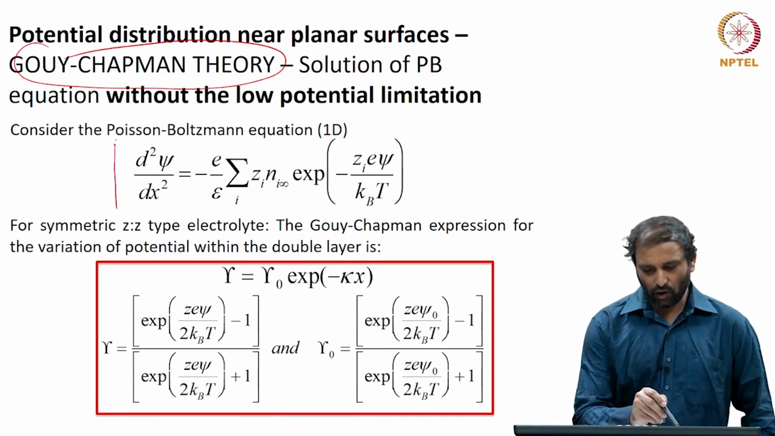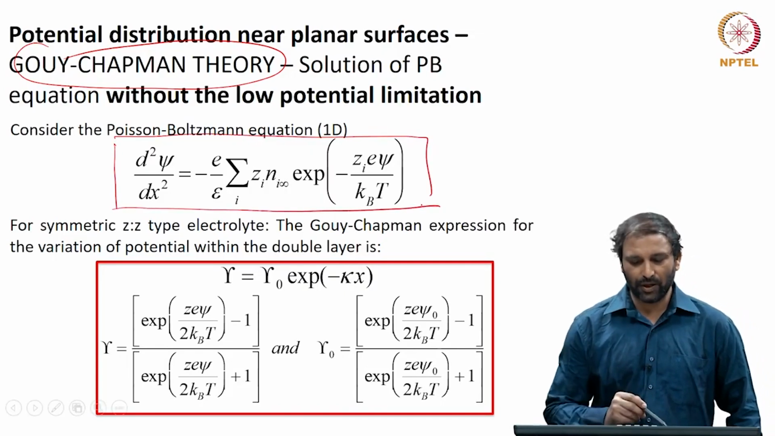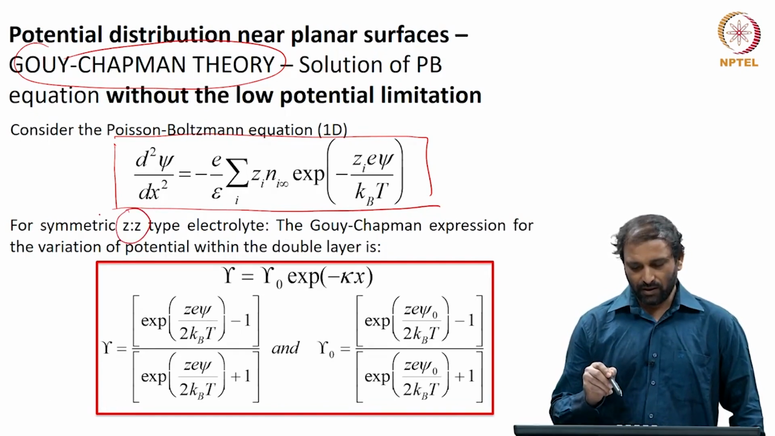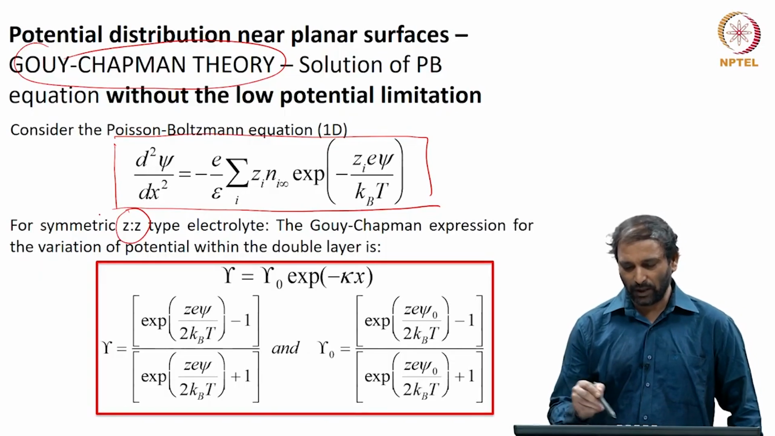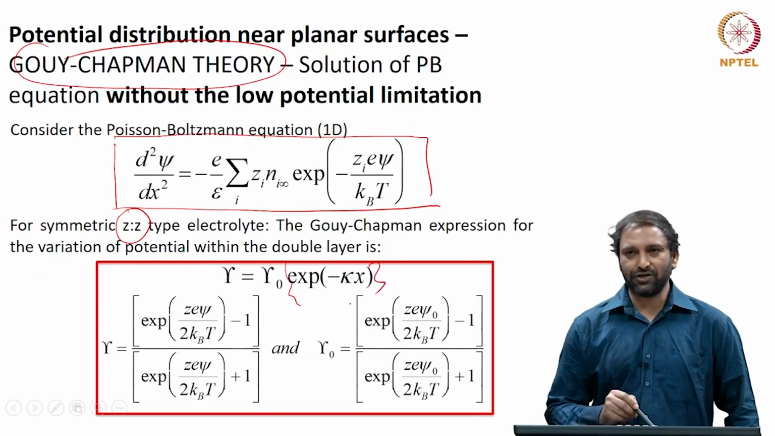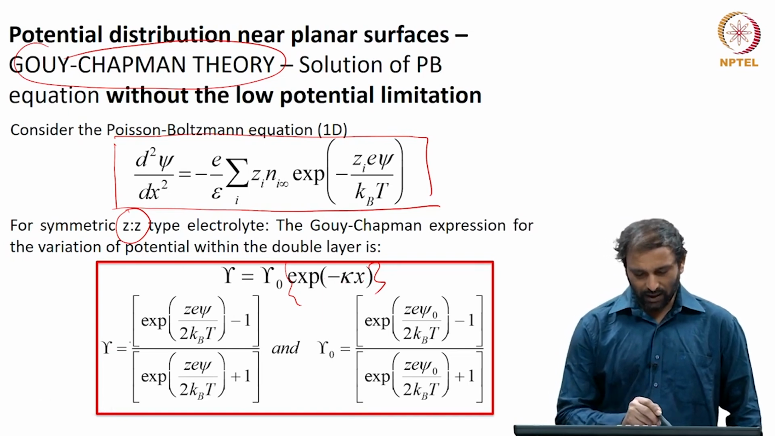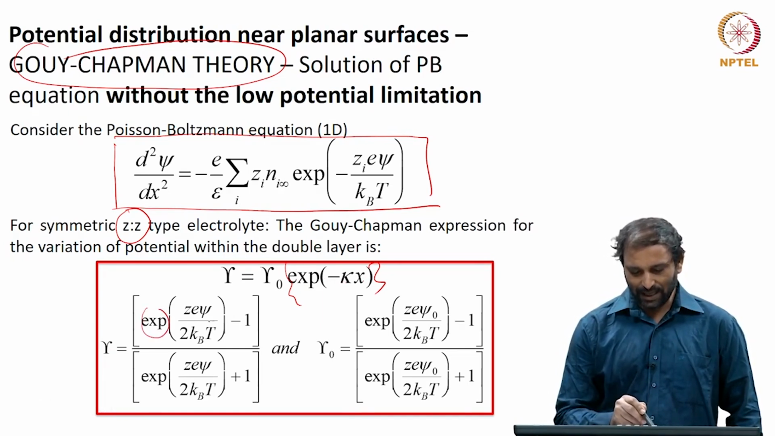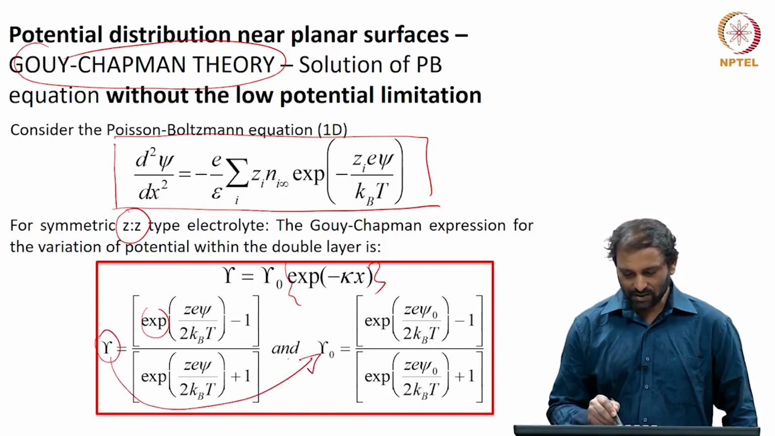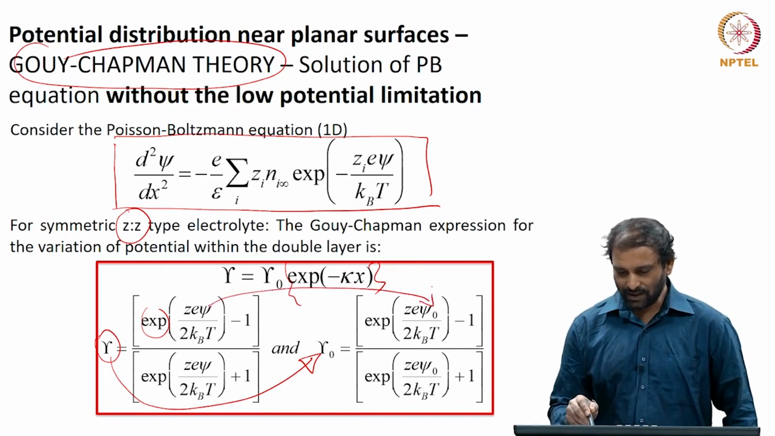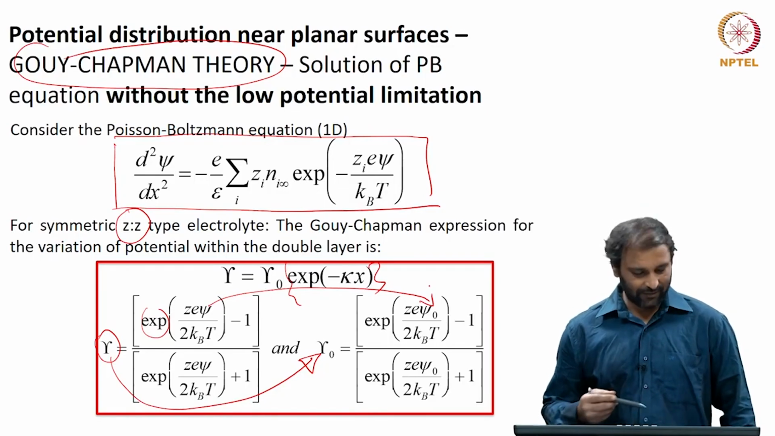So, for that we will again solve the one dimensional Poisson-Boltzmann equation, and it turns out that for a Z is to Z electrolyte, the dependence of potential on separation distance is still going to be exponential, and is given by gamma is equal to gamma naught exponent minus kappa x, where gamma is exponent Z e psi by 2 kBT minus 1 divided by exponent Z e psi by 2 kBT plus 1, and similarly gamma naught takes the same functional form as gamma with psi replaced by psi naught. Okay, so, that is what we are going to derive in today's lecture.